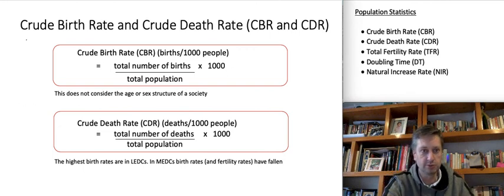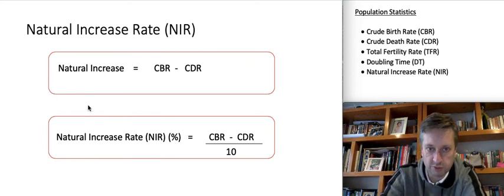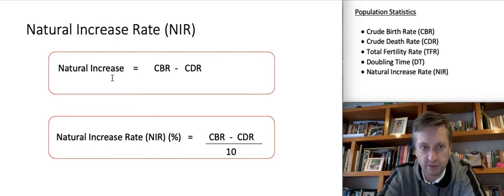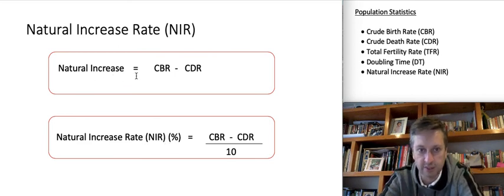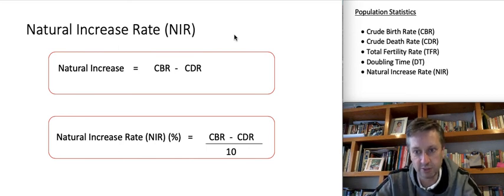That leads us to the, well, I've put two here. The one we're interested in is the natural increase rate. Before I do that, I'll just define the natural increase. The natural increase is just the crude birth rate minus the crude death rate. So the number of extra lives added per 1,000 population.